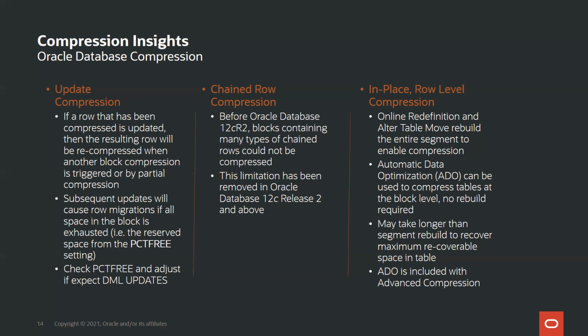If you don't want that to occur and you want the compression to occur in place without having to rebuild the table, you can use automatic deoptimization at the row level, which will rebuild it block by block, but it will not require rebuilding the entire segment, and it will not require that the entire segment be moved. So you can enable compression for an existing table by using the row level ADO capability, which means you don't have to rebuild that table in its entirety. You can actually just compress block by block.